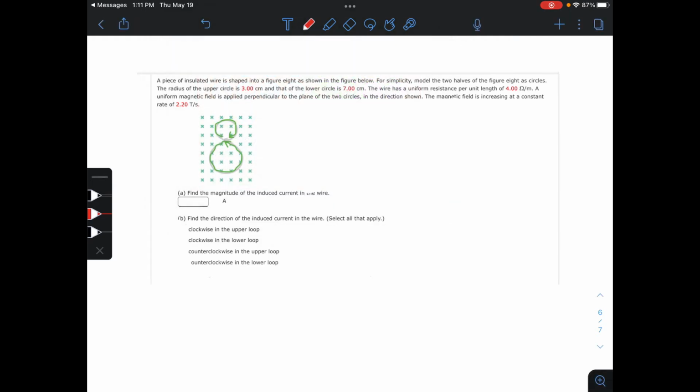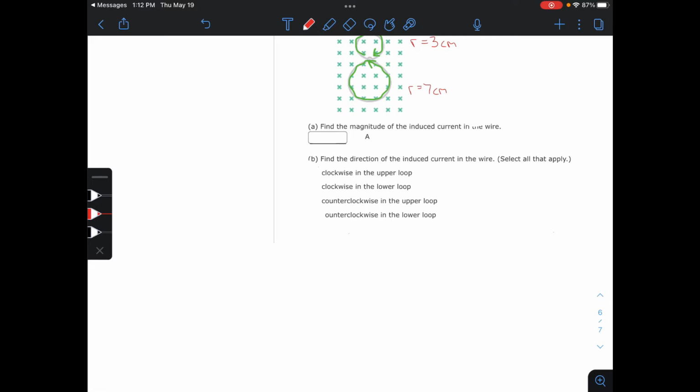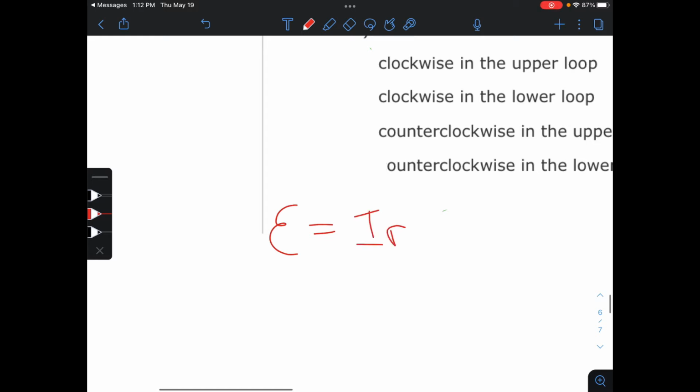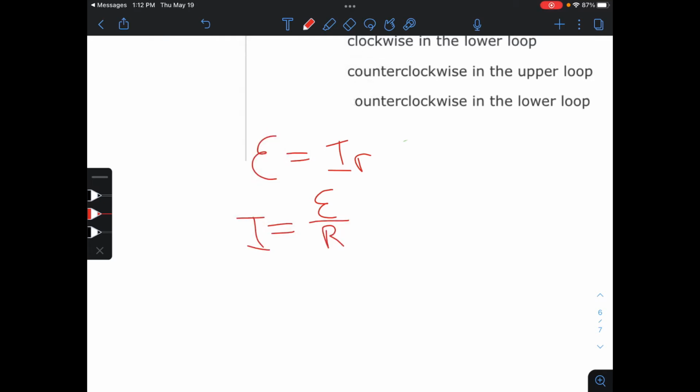Here we go. So this is just E equals, and I equals E over R. Am I thinking of a different problem? No, I'm not. Okay, I've got to solve for I. There you go, that's what makes sense.